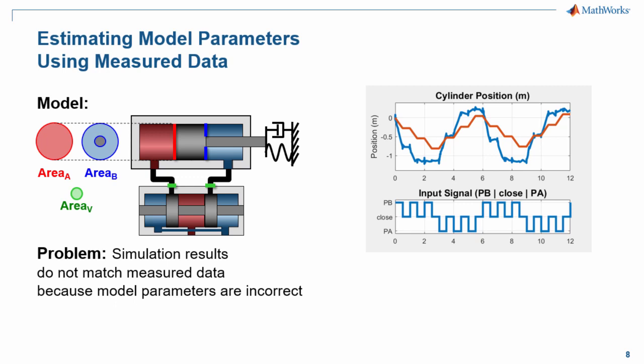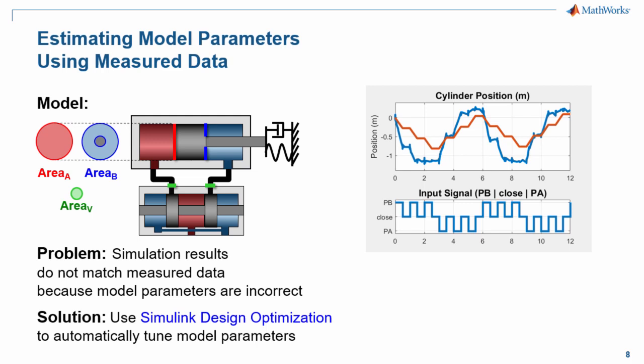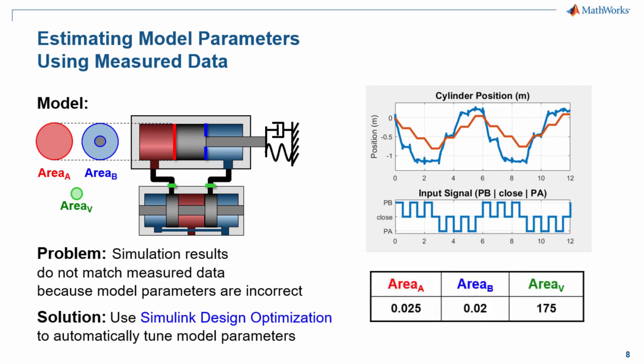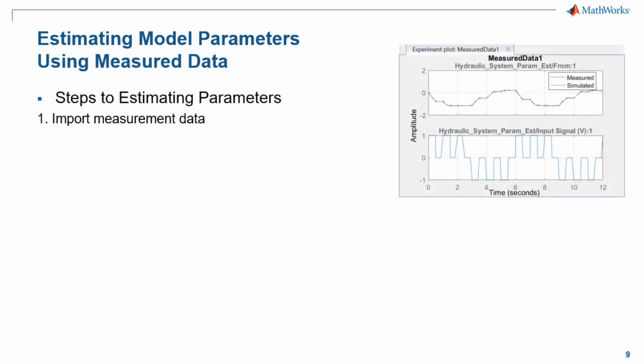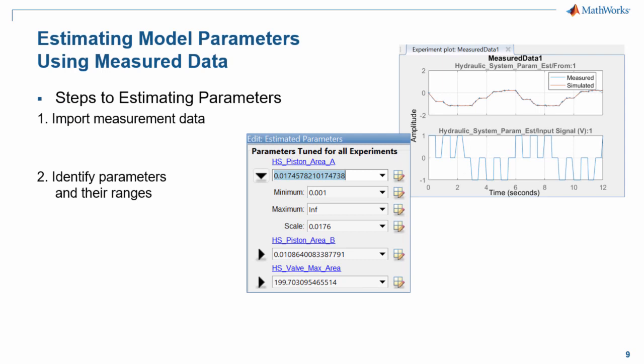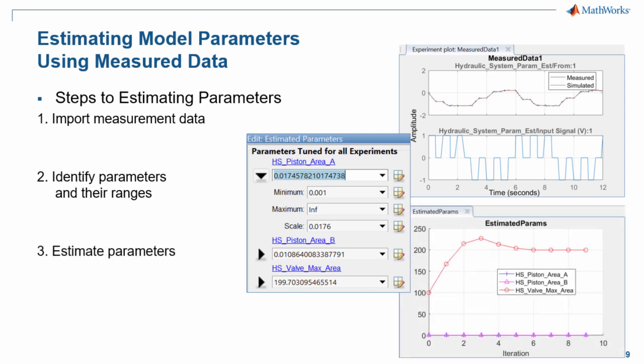We may not have that data from the datasheet, or they may have become altered over time. We could tune these parameters by hand, but a more efficient way would be to use optimization algorithms to tune them automatically. Using optimization algorithms, we can automatically tune these parameters until the results of the simulation match the measured data. Here are the steps that we'll go through. First, we will import the measured data. We will then identify the parameters we wish to tune and their ranges. Next, we will estimate the parameters. I will now switch over to the model so you can see how this is done.